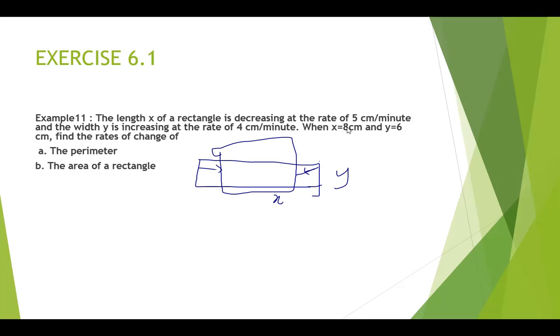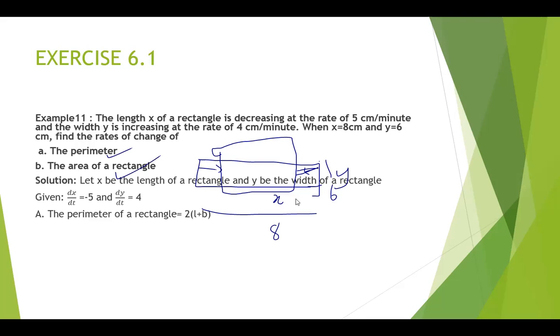When x is 8 centimeters and y is 6 centimeters, that is when it was about 8 centimeters and when it was 6 centimeters, they have reduced the length. At the same time, it moves like this. You can do the experiment with a sheet of paper. Now, we have to find out the rate of change of its perimeter and the rate of change of its area.